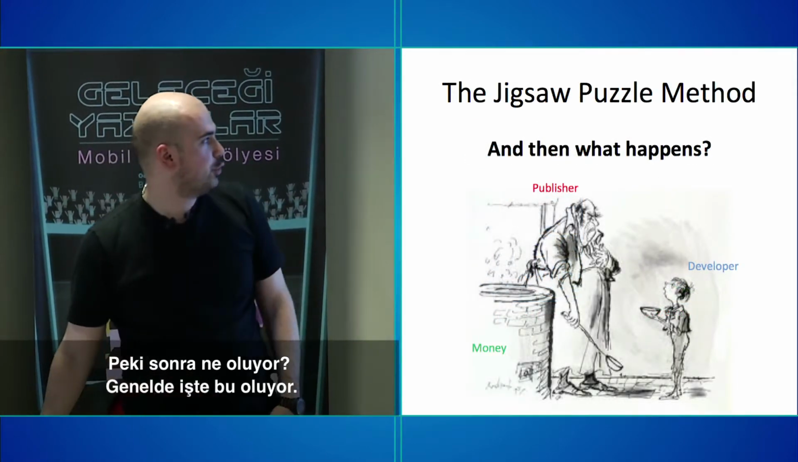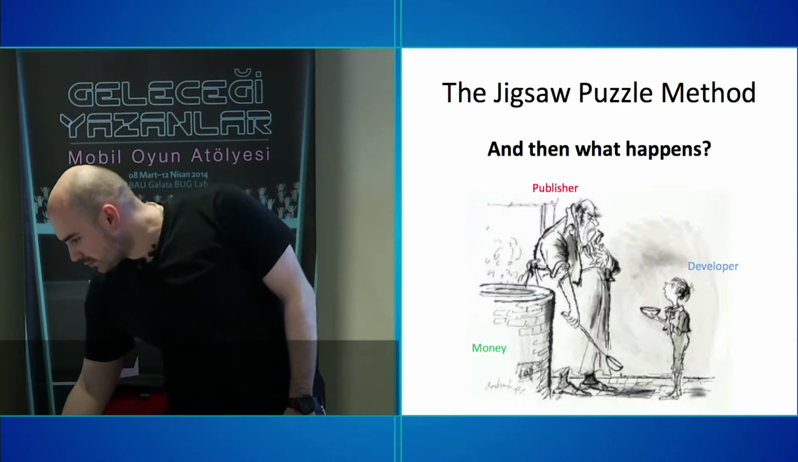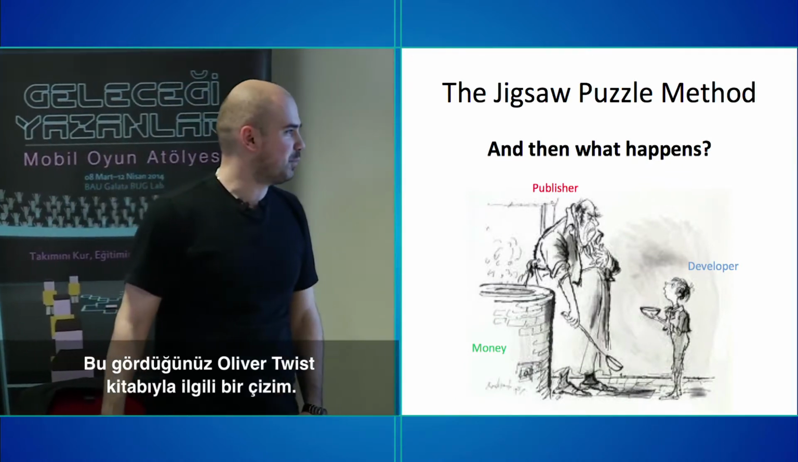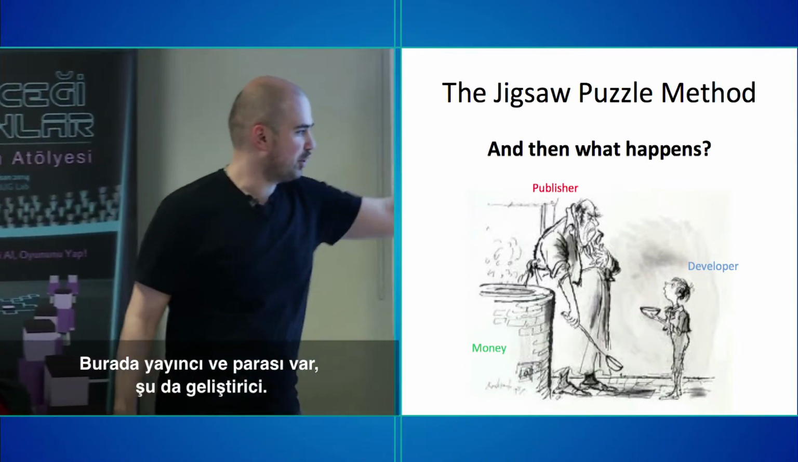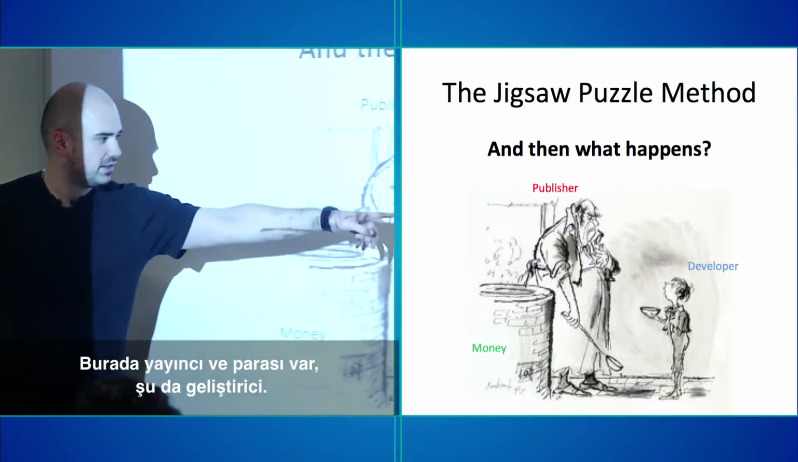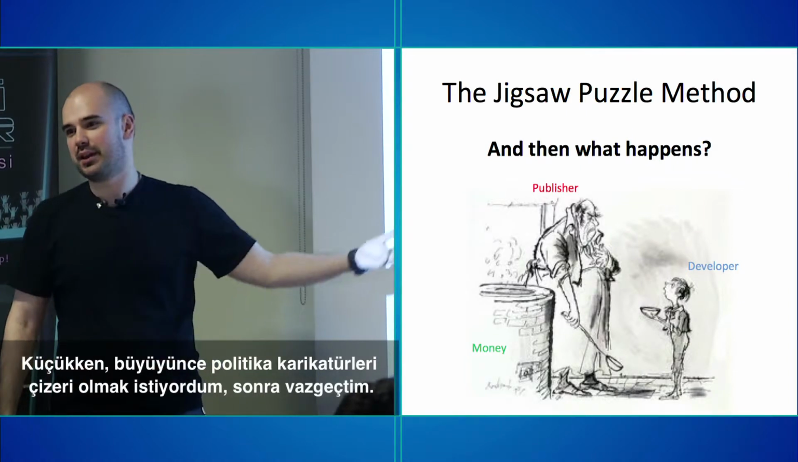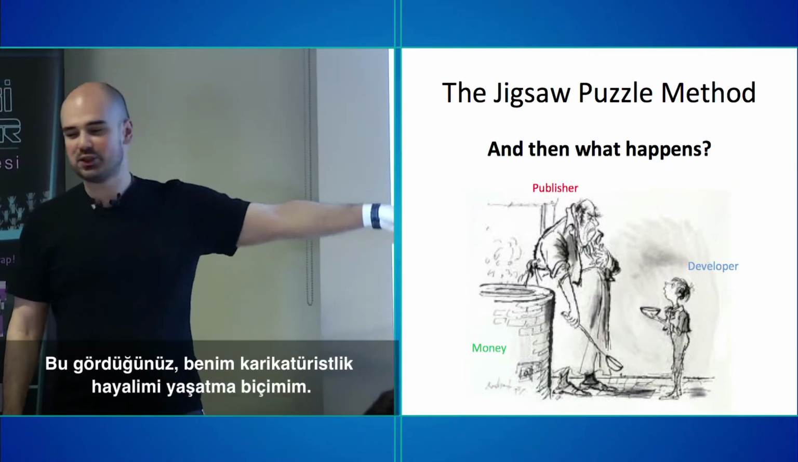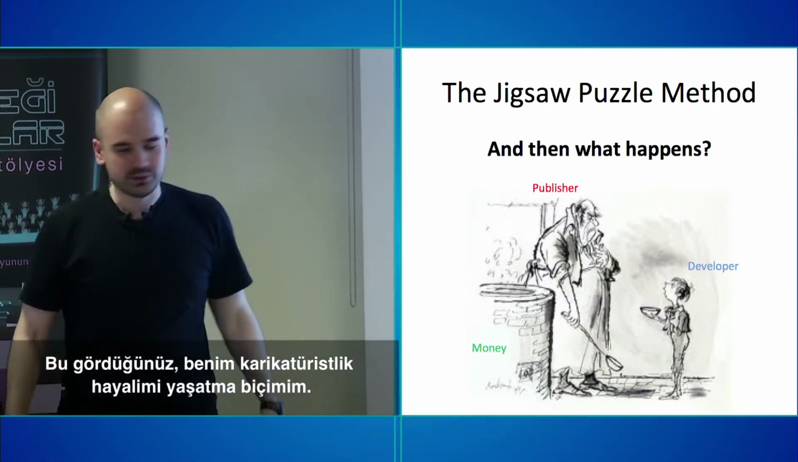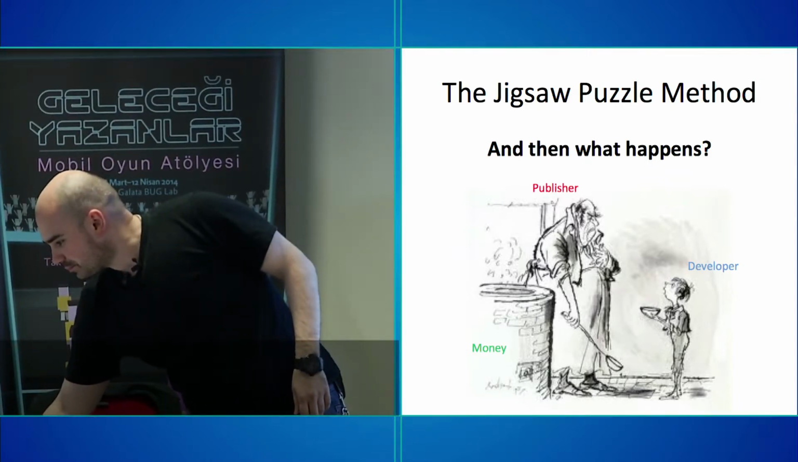And then what happens? Well, usually this. So this is from Oliver Twist. So you got the publisher, and he's got some money, and that's the developer. I wanted to be a political cartoonist when I was younger. I gave that up. But so this is my way of still doing a little bit of cartoons.